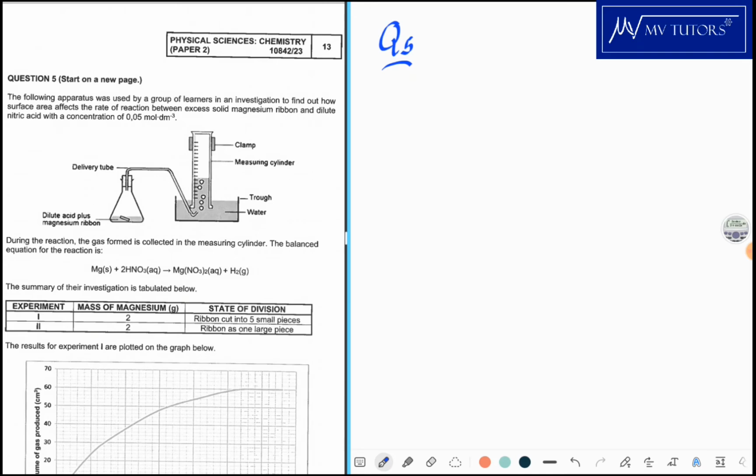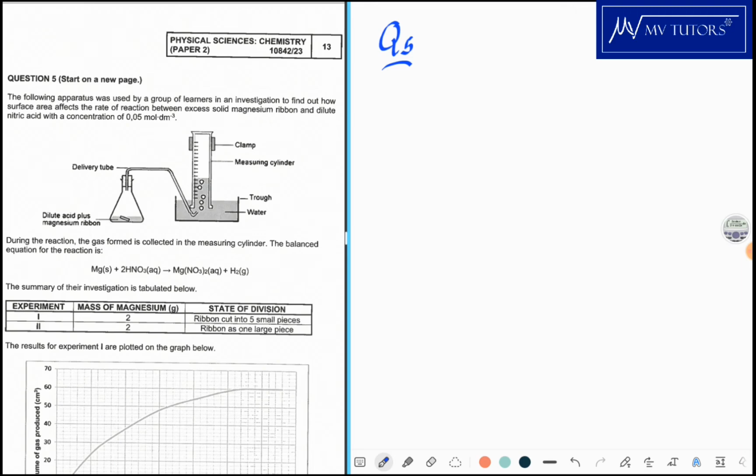Question 5. So it reads as follows. The following apparatus was used by a group of learners in an investigation to find out how surface area affects the rate of reaction between excess solid magnesium ribbon and dilute nitric acid with a concentration of 0.05 mole per cubic decimeter. During the reaction, the gas formed is collected in the measuring cylinder. The balanced equation for the reaction is given, and the summary of the investigation is tabulated below.